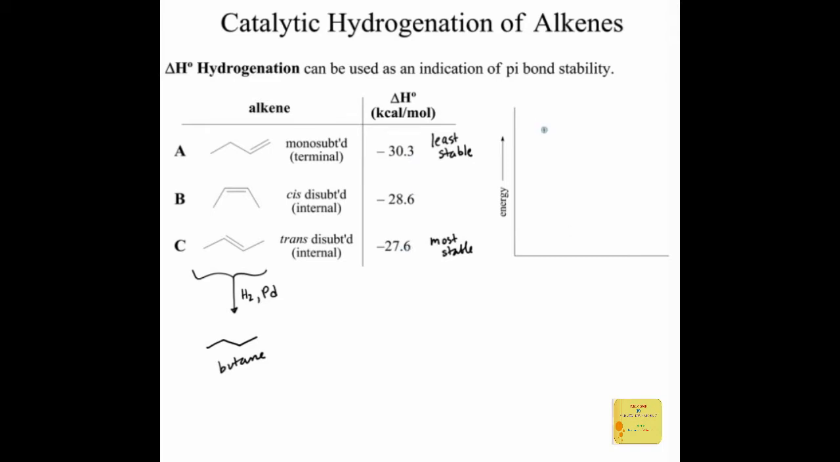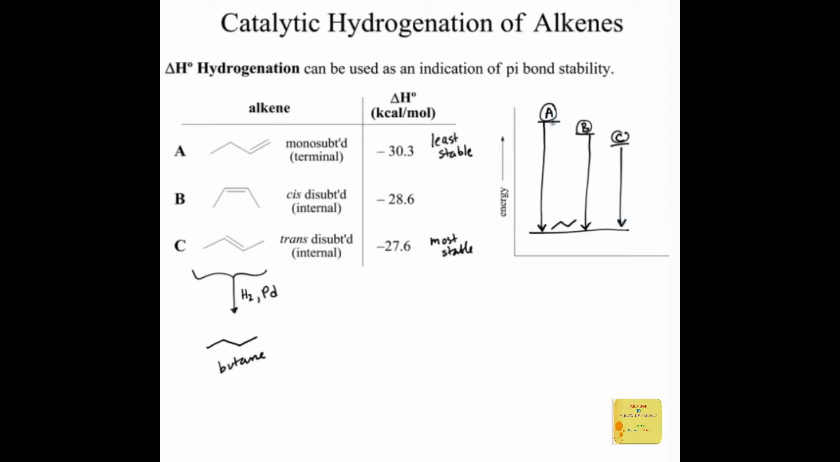We can show a diagram here to relate the heat of hydrogenation data. If we take a look at our alkene A, it is higher in energy than alkene B, which is higher in energy than alkene C. But when they get hydrogenated, they all go to the same place. They all go to butane as the final product. They end up with the same final energy. So to go from A to butane is a longer path than to go to B or C.